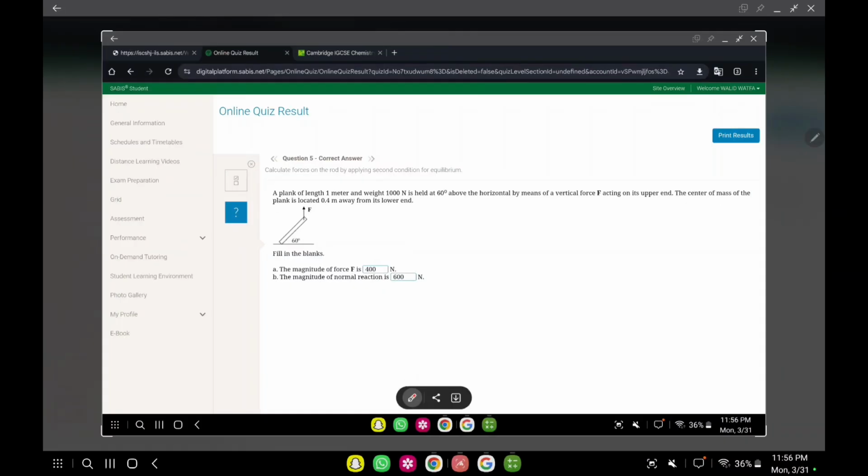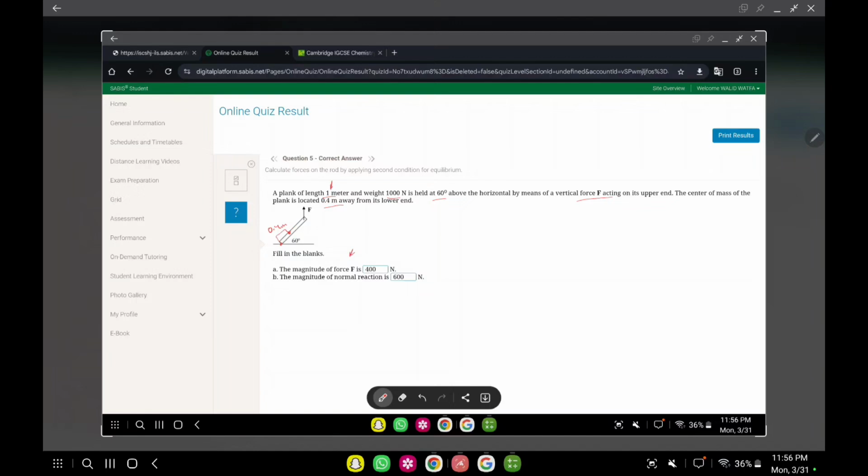Okay, for question 5, you have a plank of length 1 meter and weight 1000 Newton held at 60 degrees by means of a vertical force F. The center of mass is located 0.4 meters from its lower end. So they told us this is where the center of mass is. Okay, what is force F?